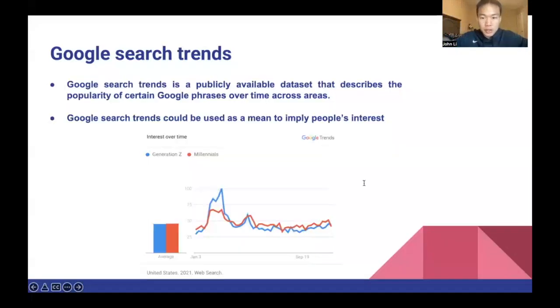So Google search trend data are samples of actual search requests made to Google. They can be used to describe the popularity of certain Google phrases over a time period across different areas. And Google search trends could be used to imply people's interest because, not surprisingly, in our modern world with advanced internet technology, people tend to have the habit to search up things that they are curious about, in order to learn more about it.